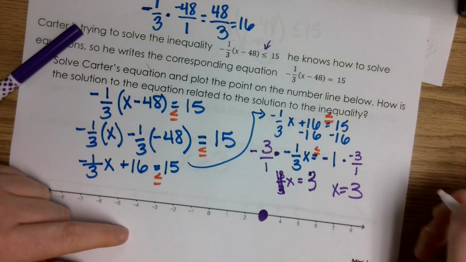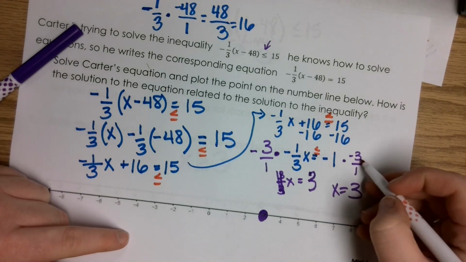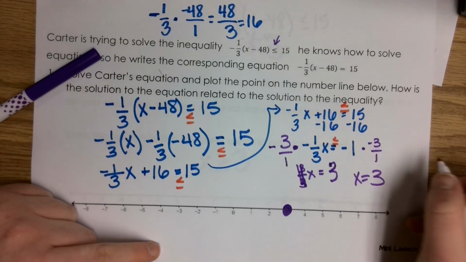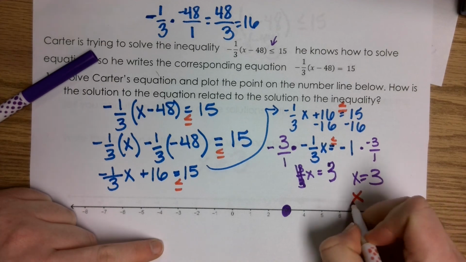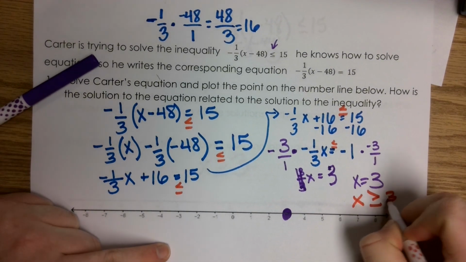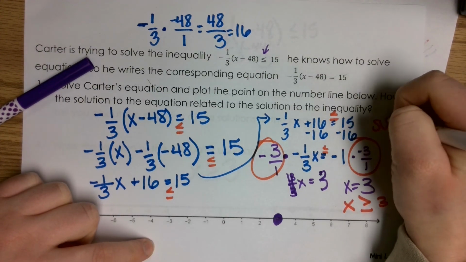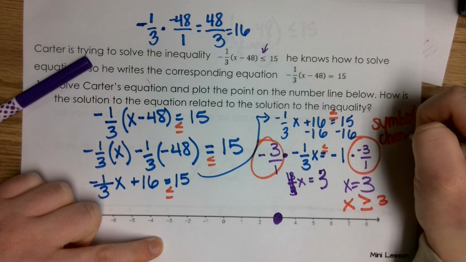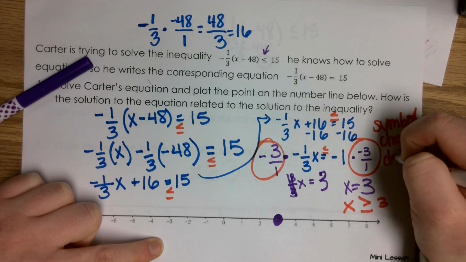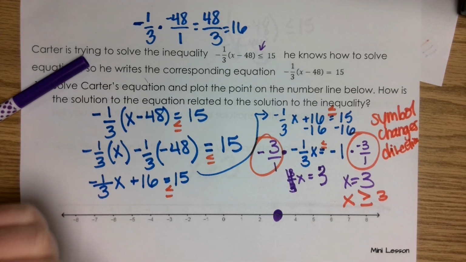Negative 1/3 of x is equal to negative 1. Guys, when I multiply both sides of the equation, or both sides of an inequality, by a negative number, our symbol will flip. X will be greater than or equal to 3 when I multiply by a negative. The symbol changes direction. Have a great day.